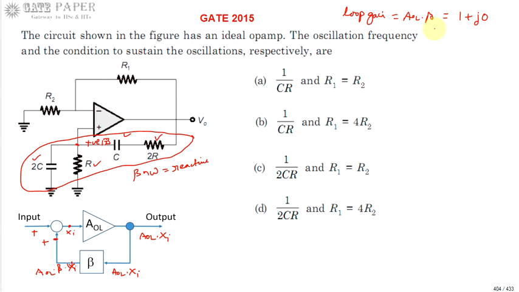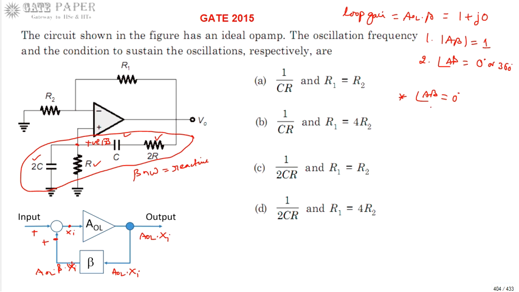From this you get two important Barkhausen criteria. One is that the magnitude of A beta is equal to 1, and the second is the phase angle of A beta, from this 1 plus j0, which you can write as 0 degrees or 360 degrees. So this is Barkhausen's magnitude criterion and Barkhausen's phase criterion. An oscillator should satisfy these two conditions. First we will go for the phase criterion.